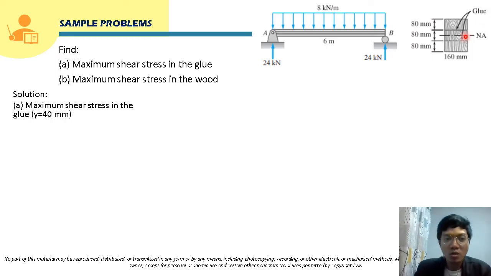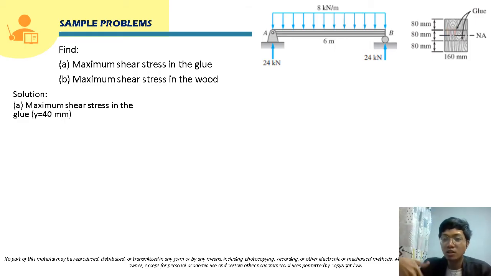with the maximum shear stress in the glue. So, class, our distance y here is this. That means it is half of 80 mm, so 40 mm is our distance y from the neutral axis, which is the glue. So the area we will consider here is the area above that specified point. Again, class, the specified point is 40 mm from the neutral axis. So we consider the area above.